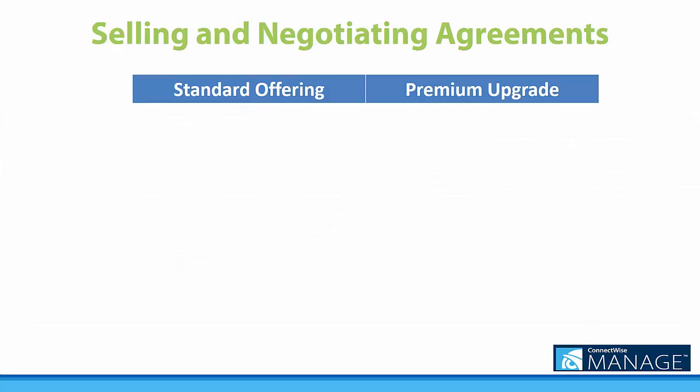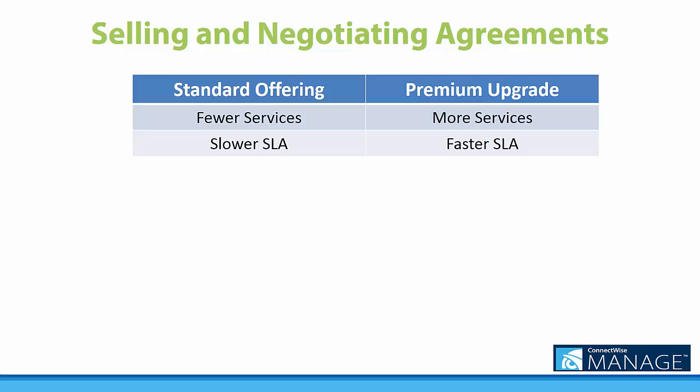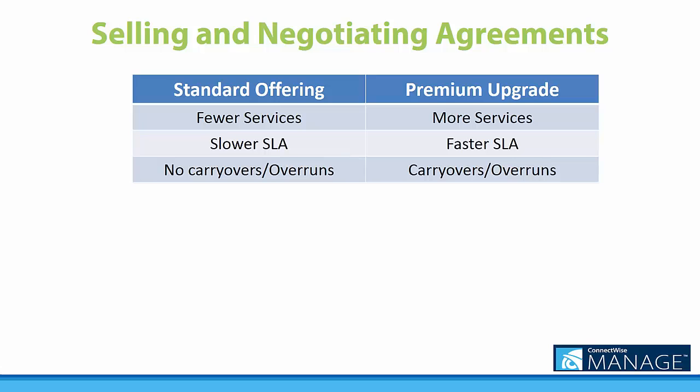Because agreements can provide you with a steady income stream, it's important to sell them. Let's look at some options for selling and negotiating agreements with your customers. You can have a standard offering and upgrade to the premium level. The premium upgrade gives the customer the opportunity for a higher number of covered services at a higher price. A premium SLA upgrade sells the customer a faster response time on tickets. Carryovers and overruns give the customer assurances about being able to use all the time that you are selling them.